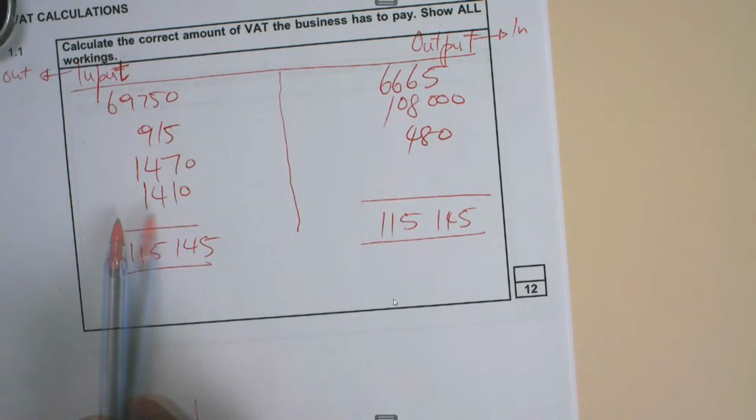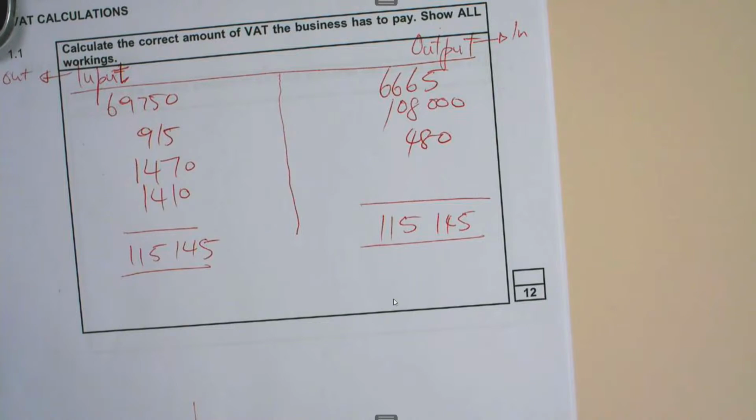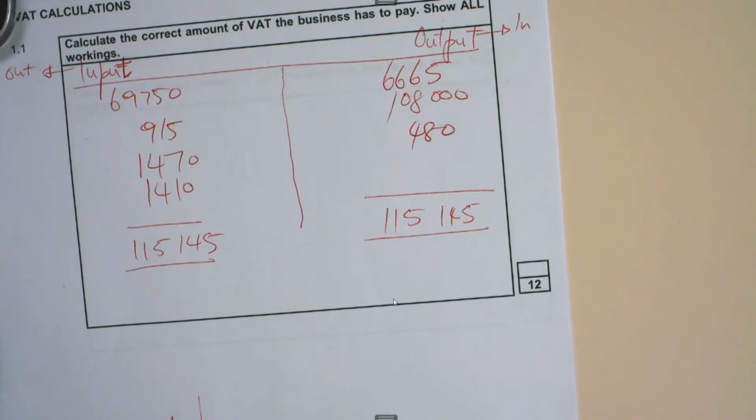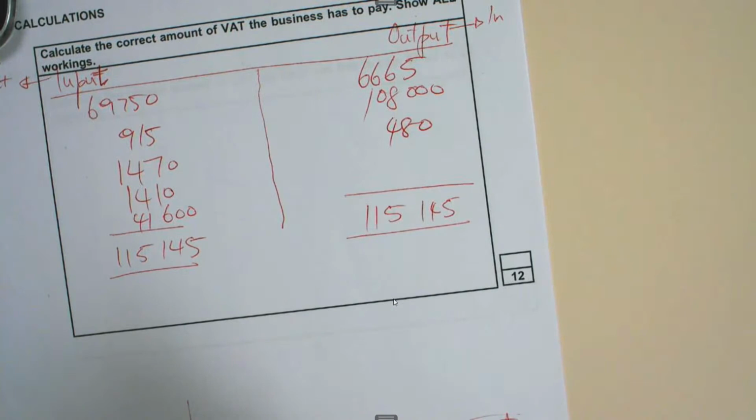Now we must check how much is the difference from our input side. So now it will be 69,750 plus 915 plus 1,470 plus 1,410. The total is 73,545. You subtract that from 115,145. It means now the difference is 41,600 rand.